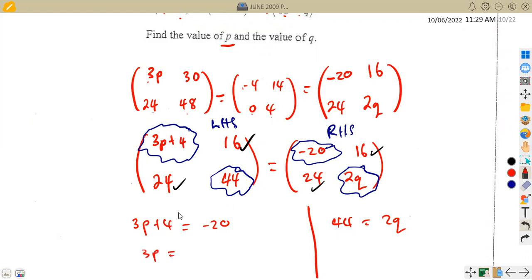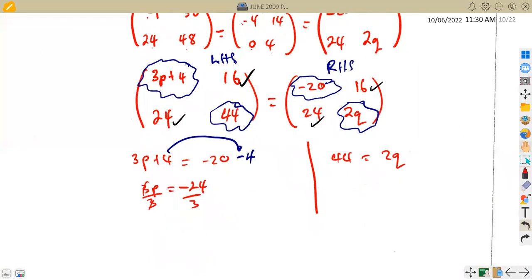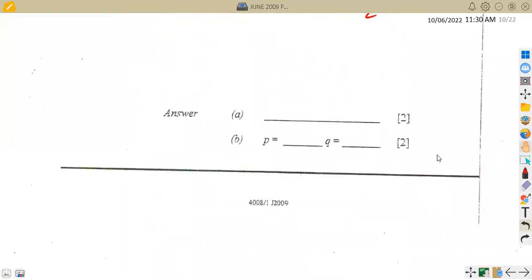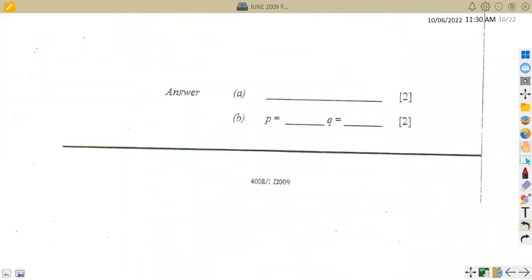So 3P is equal to, we can transpose the positive 4 to the right-hand side, which is going to be a negative. That's negative 20, negative 4, which is negative 24. So divide by 3. That is, we can find the value of P. So P is going to be equal to what? 24 and 3, that's negative 8. To find the Q here, simply divide by 2. As you can see, we are multiplying. So Q is going to be 44 over 2, which is 22. All right, so that is what we are going to have at the end from the values of P and Q. All right, so let's check the other part of the question.